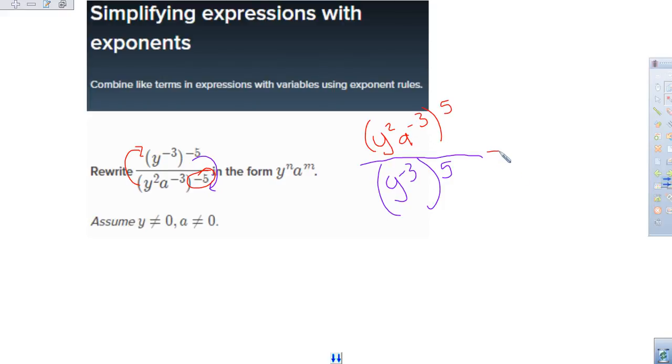This is the long way to do this, but it's good so you understand what's going on. This is saying I have 5 sets of this. So I'm just going to bring that up here, and let me do this in green up here. I'm going to take all of this and rewrite it as best I can. It's y squared times a to the negative 3rd.